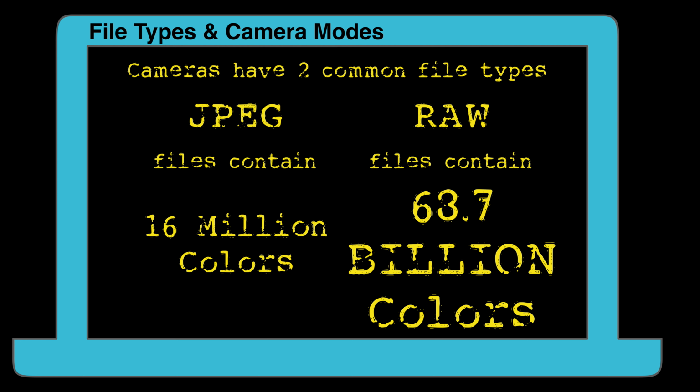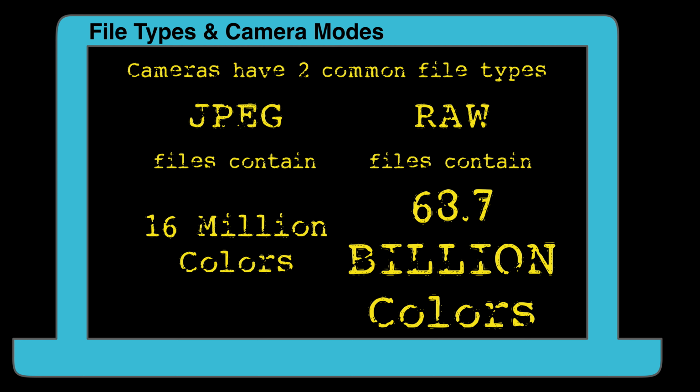Now, if you look at these two different amounts of colors, the difference is astronomical. From 16 million colors to 63.7 billion colors is just insane. So this is why the file is a little bit bigger than a JPEG. But once you finish editing or you finish working on your image in any way, you can always save it as a JPEG so that your phone can read it, so that you can share it on Facebook or Instagram.